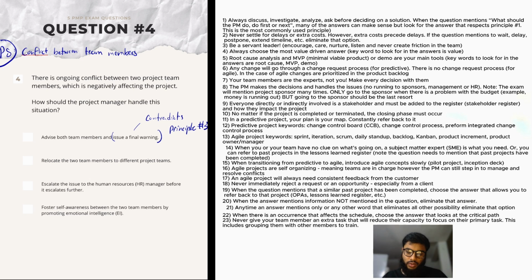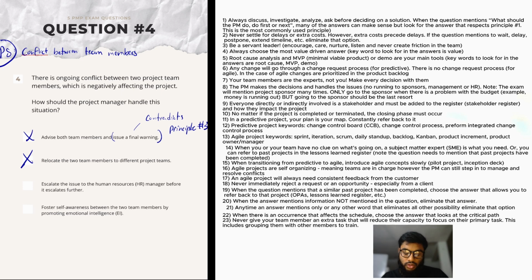So this is not going to solve the core problem. They're having a conflict. Plus, relocating them, what does that even do? We might need these team members. They're important resources. That's why they're on the project. So I'm just gonna X this one.